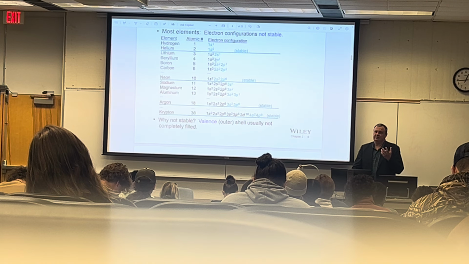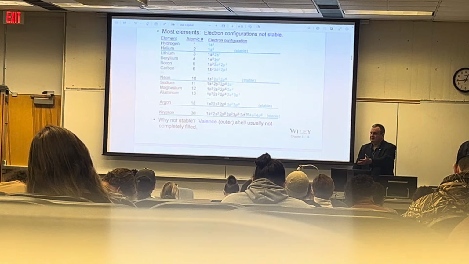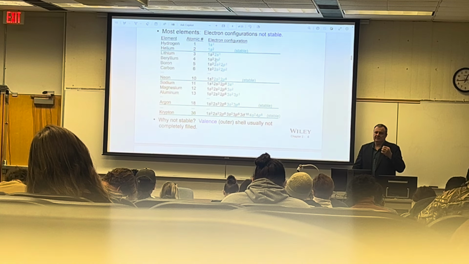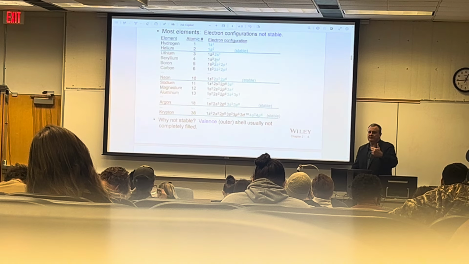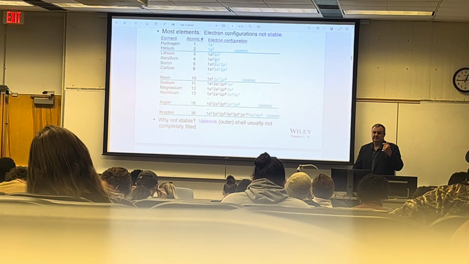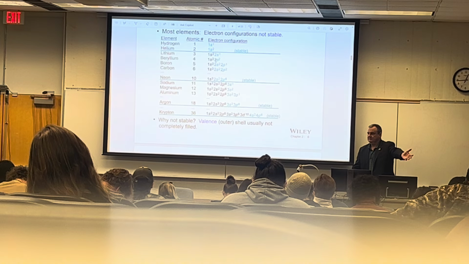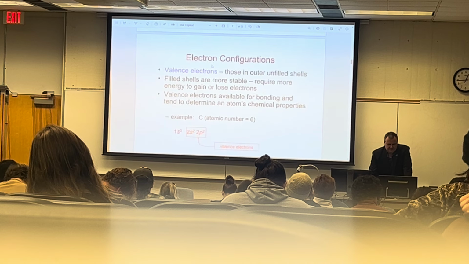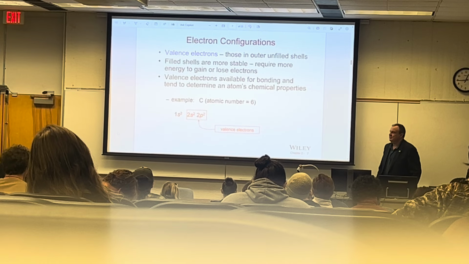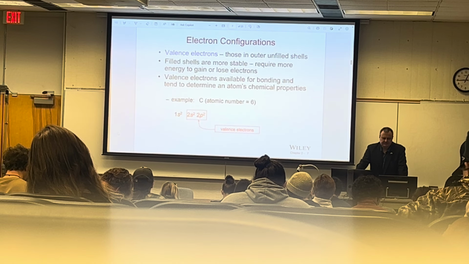Right, the outer shells are not filled. And that means that there are some empty seats. Think of it this way: those seats can be occupied, or these atoms can provide their electrons to other atoms for purposes of bonding. So what we define as valence electrons are those in the outer, unfilled shells.